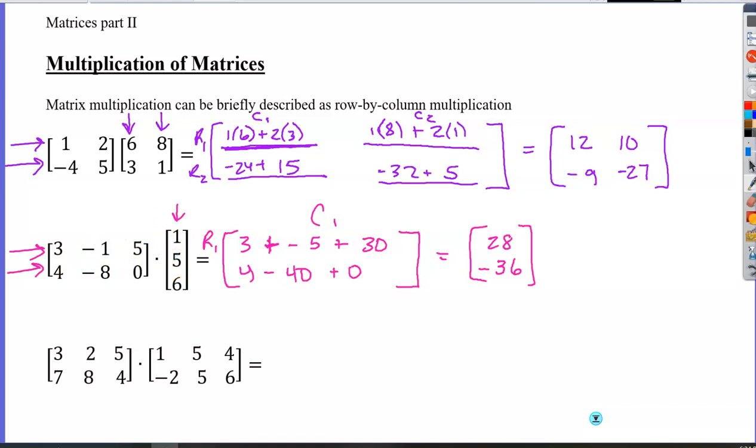Now, I don't know if you guys noticed this, but one way that you can determine what's going to happen here is you can write down the original dimensions. Like this is a 2 by 2 times a 2 by 2. And my result was a 2 by 2. Okay. That may not be as obvious.